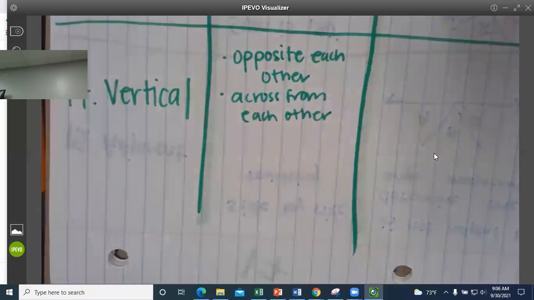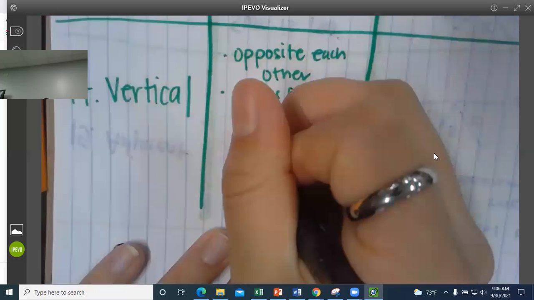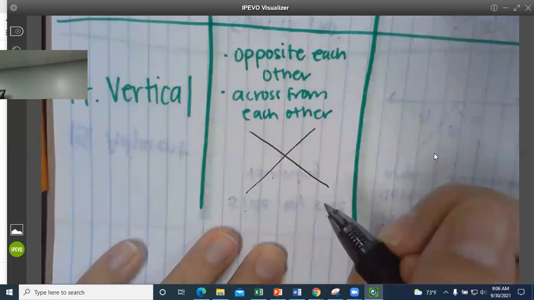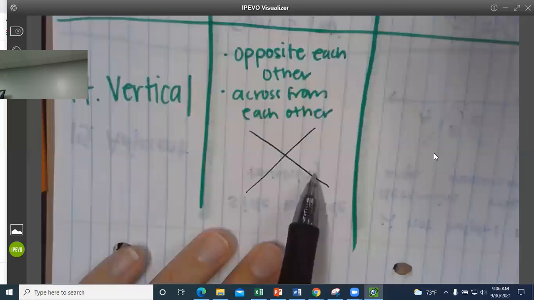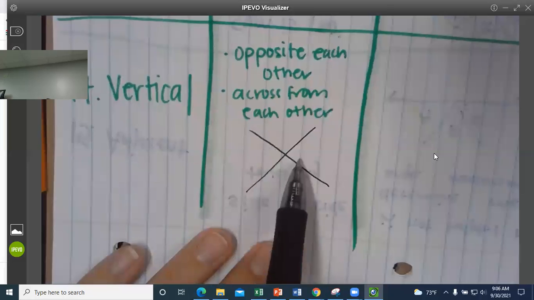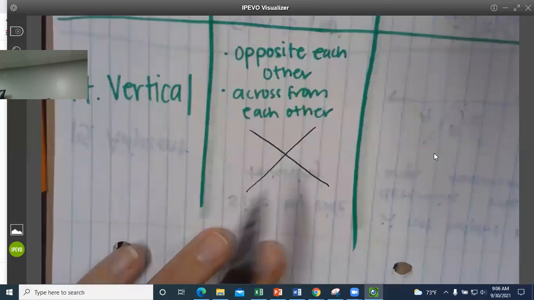So let's do an example. So you have to be able to see these. You'll have something like this. Supplementary was when you made the half circle. Complementary is when you had to have a box and you had angles out of that.